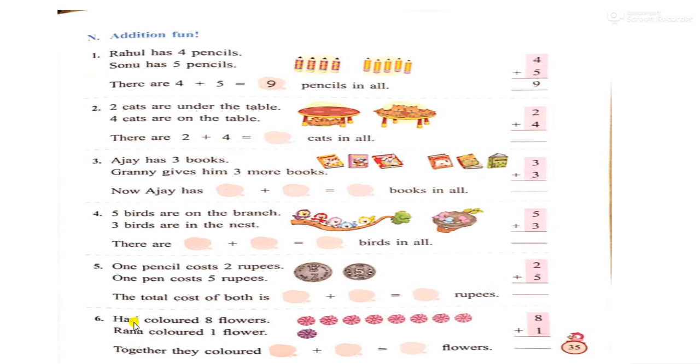Then sixth one is, Harry colored 8 flowers, Rana colored 1 flower. See here, how many flowers are here? Count it. 1, 2, 3, 4, 5, 6, 7, 8. Yes, Harry colored 8 flowers, Rana colored only 1 flower. This is 1 flower. So total how many flowers are here? 8 plus 1 is equal to total how many flowers? Count the flowers and write the answer here.